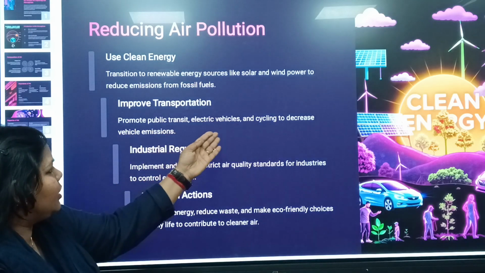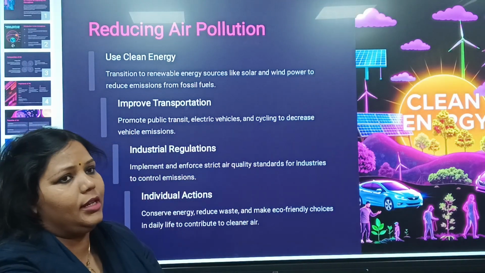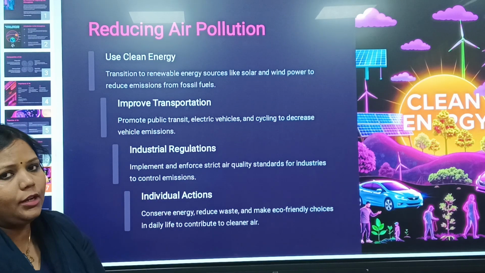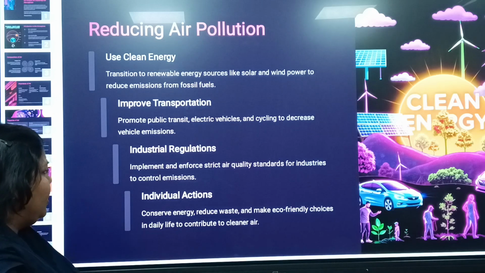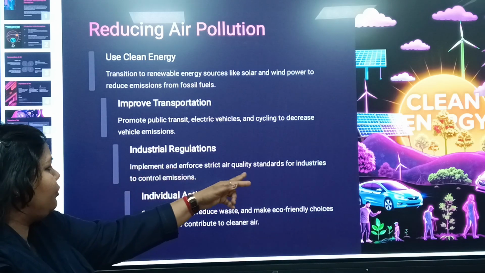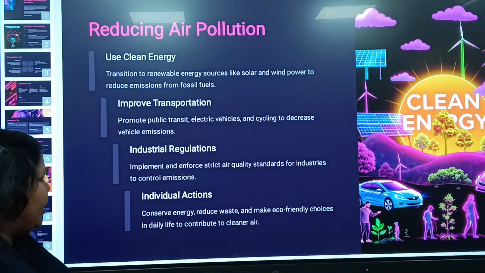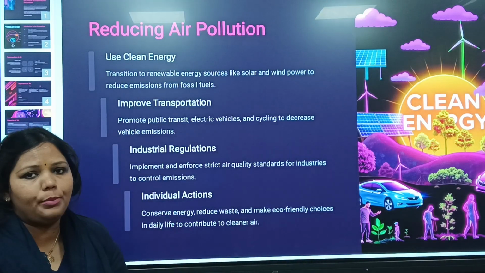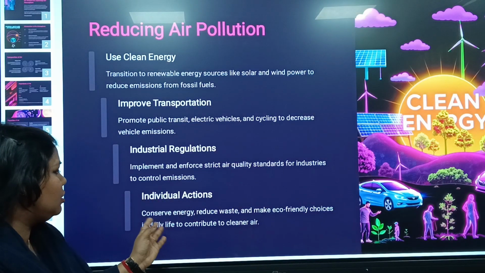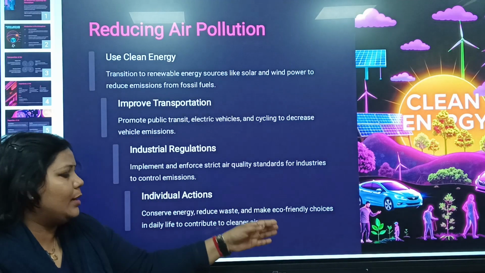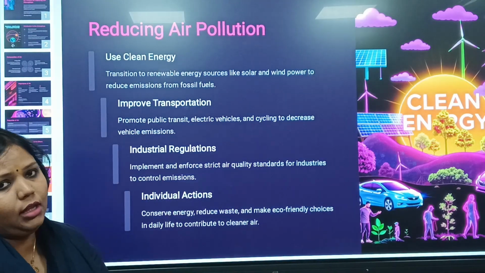And promote public transit, electric vehicles and cycling to decrease pollution. Cycling helps our health as well as our body maintenance. Industrial regulation: enforce strict air quality standards to control pollution. There are many checks by the government so that industries do not produce so much waste material as well as pollution. Individual action: conserve energy, reduce waste and make eco-friendly choices in daily life to contribute to cleaning the air.